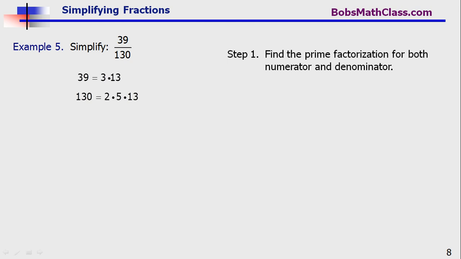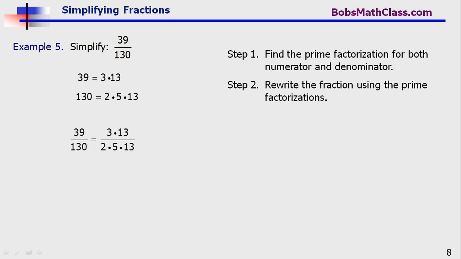Now you're going to rewrite the fraction using the prime factorizations. So for the 39 on top, you're going to replace it with 3 and 13. With the 130 on the bottom, you're going to replace it with 2 times 5 times 13. And now you can line out like factors. It's a one-for-one canceling. So if you see the same number on top with the same number on the bottom, you can cancel them out.